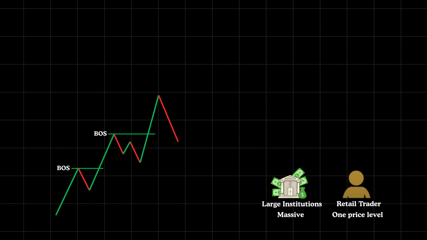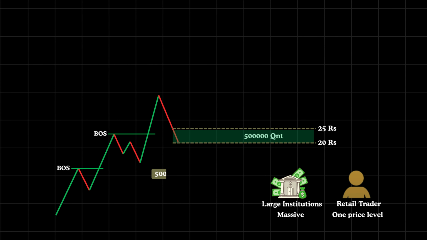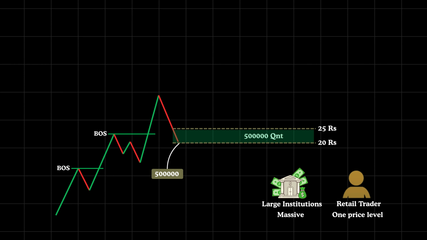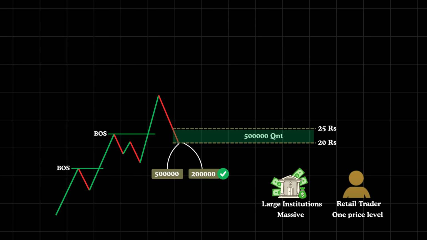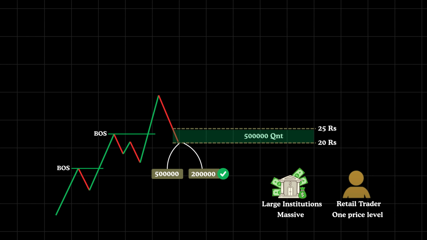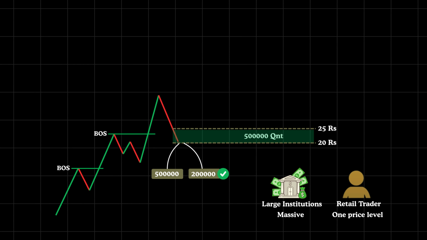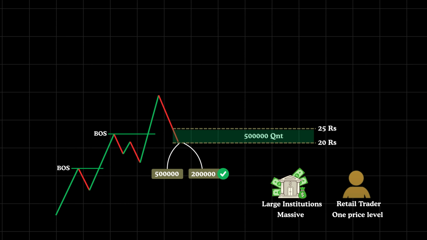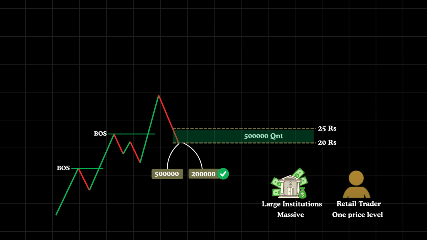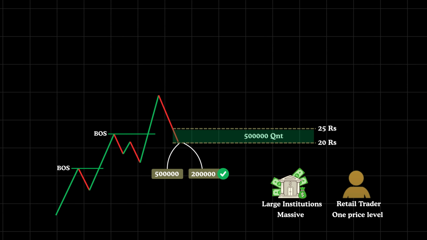Let's understand with a simple example. Suppose an institution wants to buy 2,500,000 rupees worth of a stock. But at the current price level, sellers are only available for 200,000 rupees. So, when the institution places a buy order, only 200,000 rupees worth of their order gets executed immediately. The rest remains unfilled because buyers and sellers must be equal for a trade to execute. To avoid this inefficiency, institutions break their large orders into smaller chunks and place them across a zone, not a single price point. This zone becomes known as an order block.